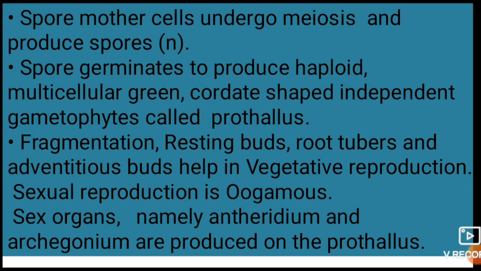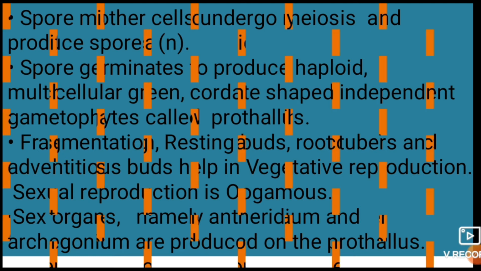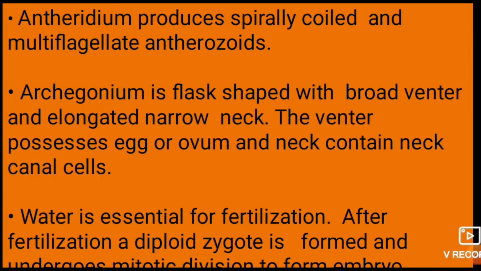Fragmentation, resting buds, root tubers and adventitious buds help in vegetative reproduction of pteridophytes. Sexual reproduction is of the oogamous type. The sex organs, namely antheridium and archegonium, are produced on the prothallus. Antheridium produces spirally coiled and multiflagellate antherozoids.